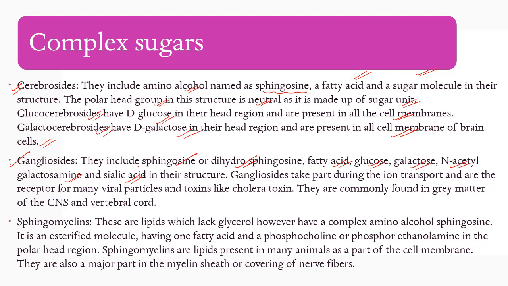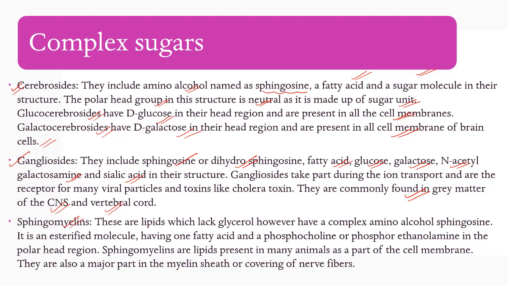Gangliosides take part in ion transport. They help ions cross the cell membrane, and are the receptor for many viral particles and toxins like cholera toxin. They act as a watchman, a receiver and transducer, to receive the ions for transportation, and to receive viral particles and toxins like cholera toxin. They are commonly found in the gray matter of the CNS, the central nervous system, and the vertebral cord.